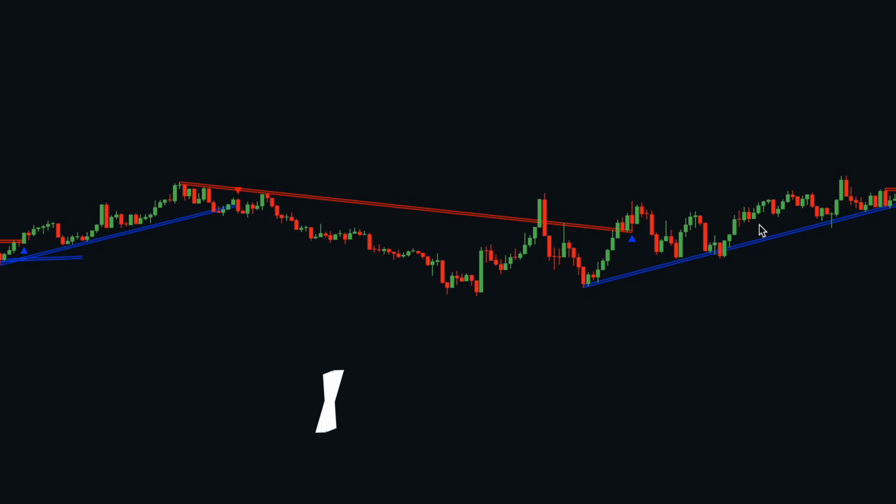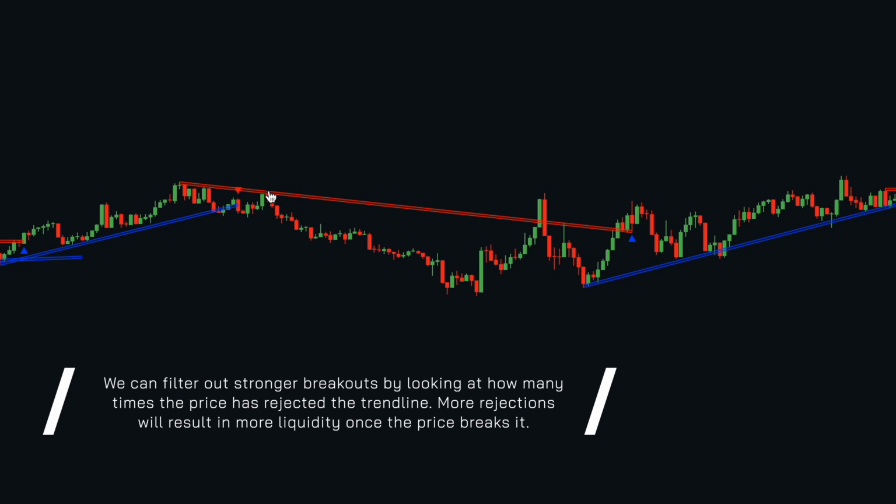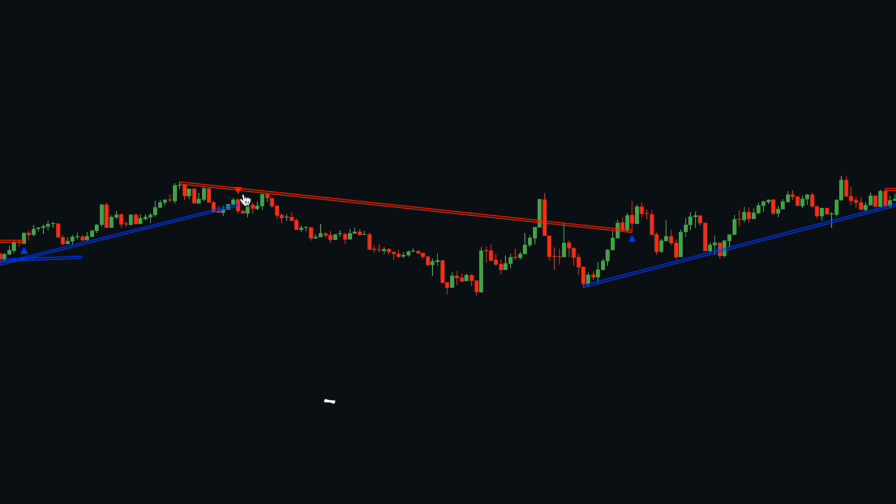We can filter out stronger breakouts by looking at how many times the price has rejected the trend line. More rejections will result in more liquidity once the price breaks it. Signals are plotted on the chart for every breakout that happens. Another good utility is simply using them as a retest once the price breaks those levels and holding above or below them, indicating a possible support or resistance area used for confluence.